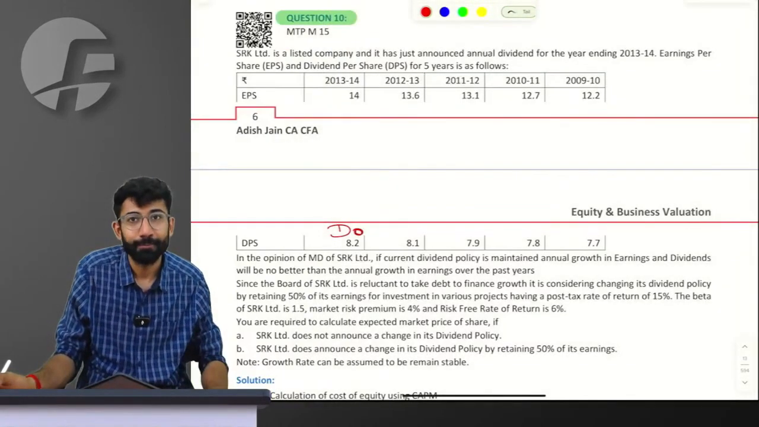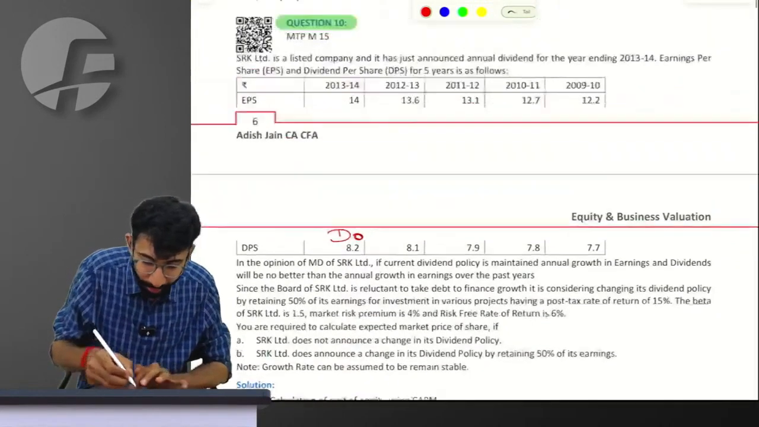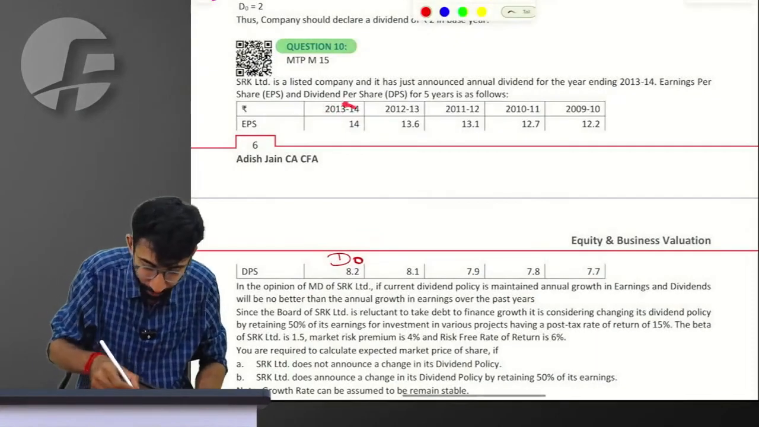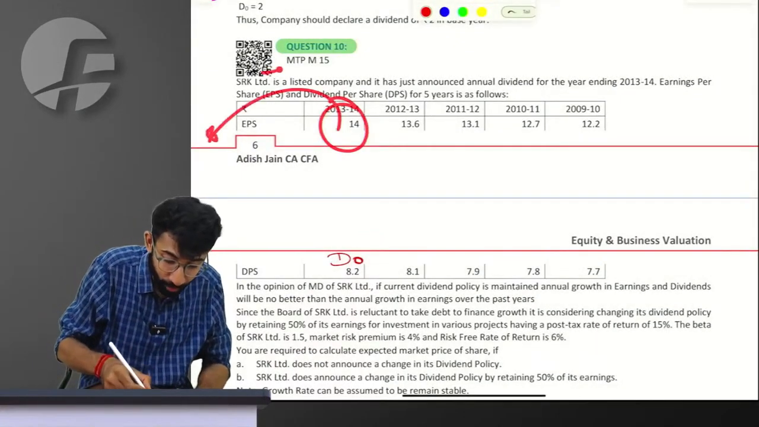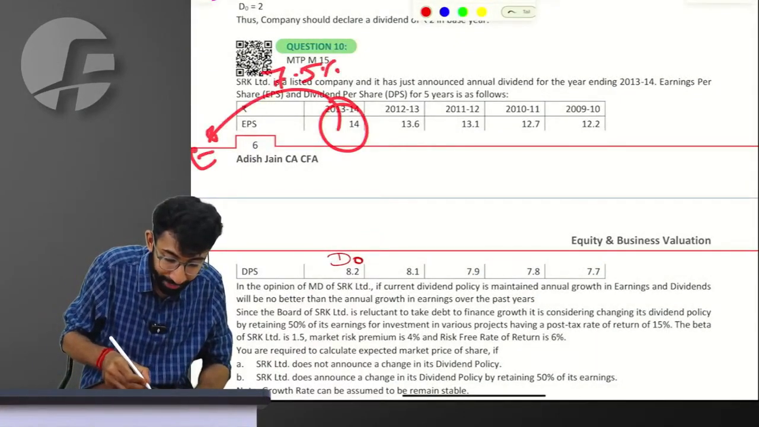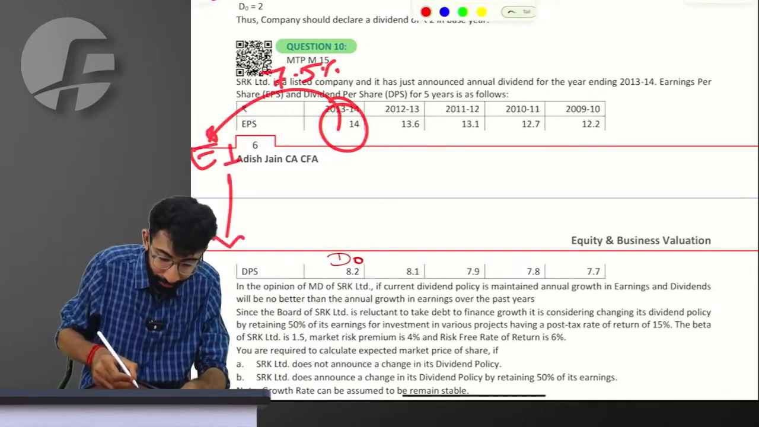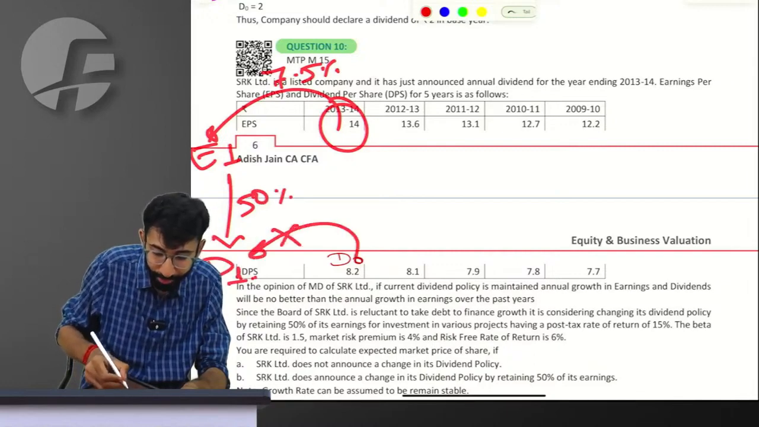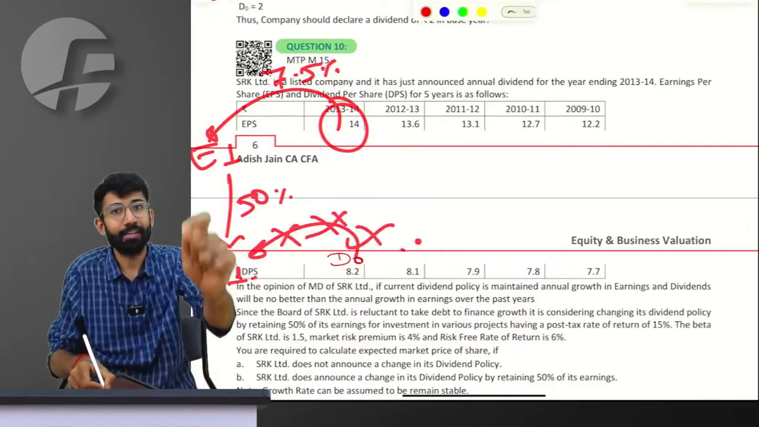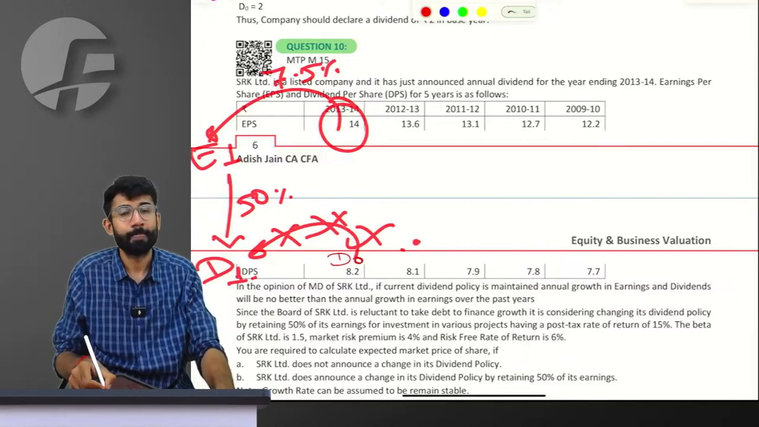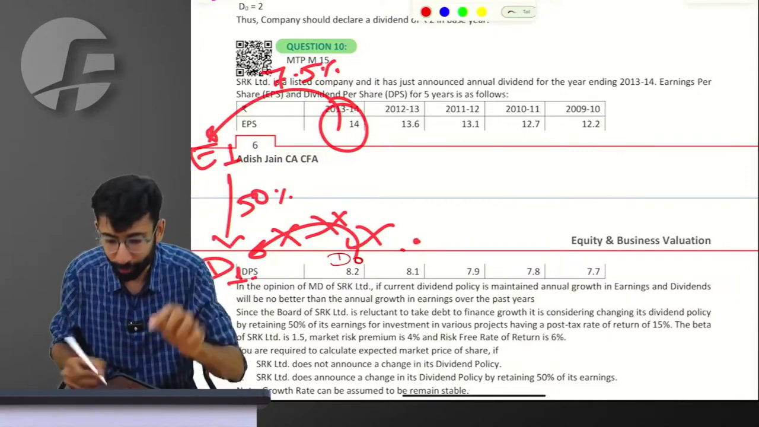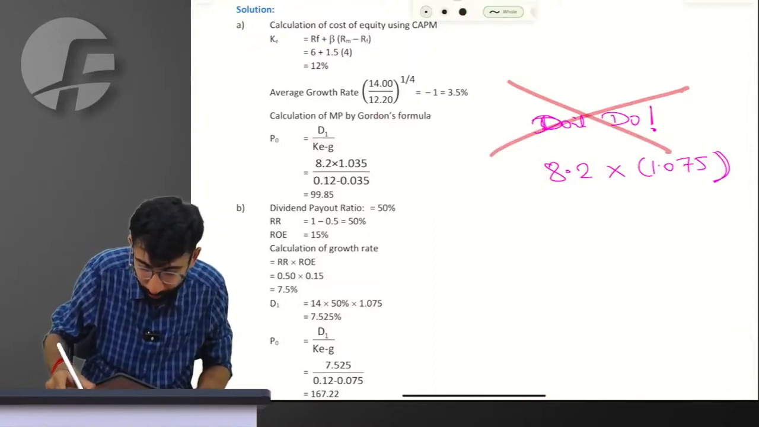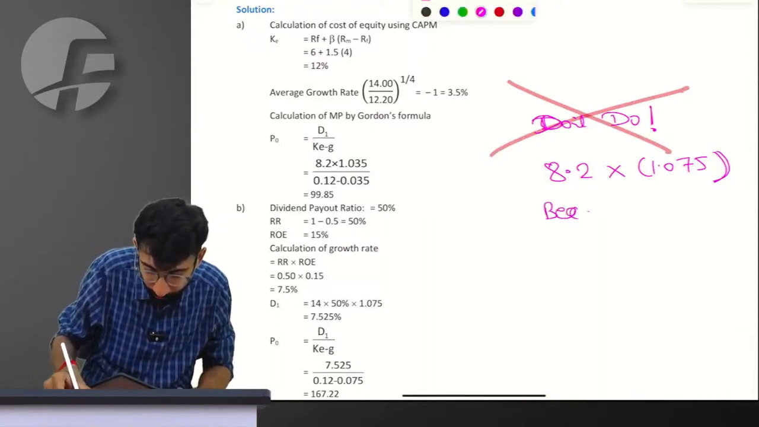Let us proceed. 14 is my EPS. Earnings will grow by 7.5%, and you will get E1. From that E1, you have to apply the 50% payout ratio to find D1. You cannot directly find D1. This is the clarity of concepts. This is the application of concepts. So please write it down: don't do this, because the payout ratio is changing.